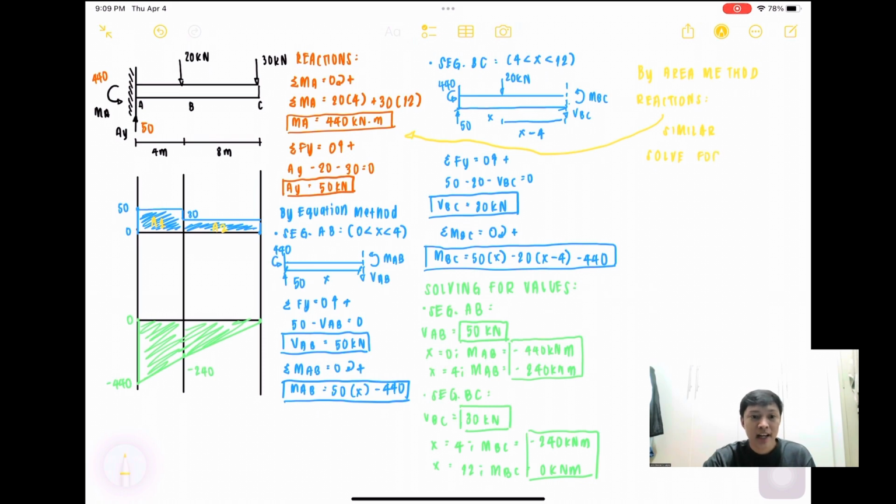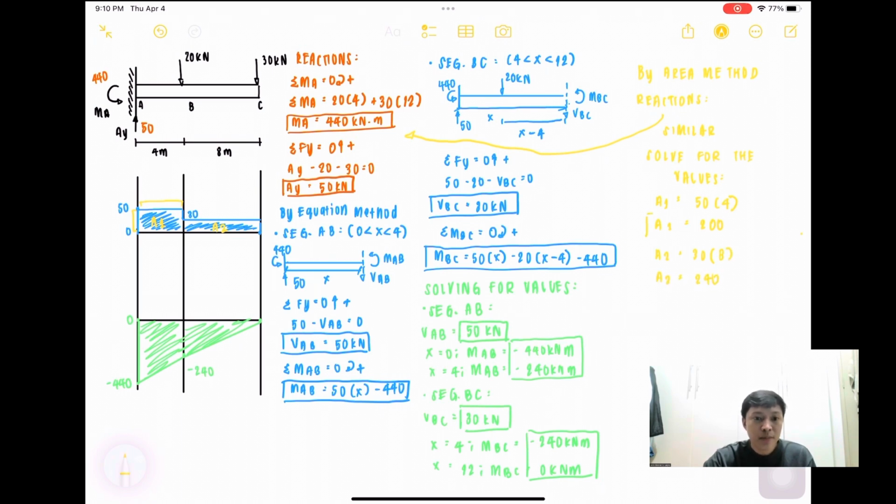In solving the area, alam naman natin na it is the measurement of the surface of the shape. Look at area 1. The shape is a rectangle, and the formula for getting the area of a rectangle is to multiply its length by its width. Ang length niya ay 50, and ang width niya, which is the distance, is 4. So 50 times 4 is 200. Next, since rectangle ulit ang second shaded region, length times width ulit. Ang length nito ay 30 at ang width niya, which is the distance, is 8. So 30 times 8 is 240.